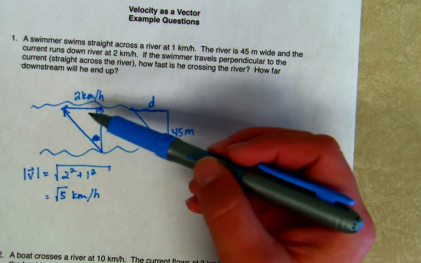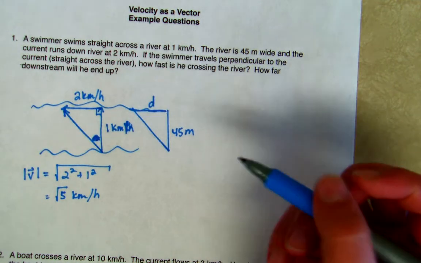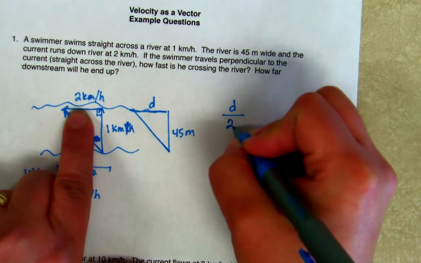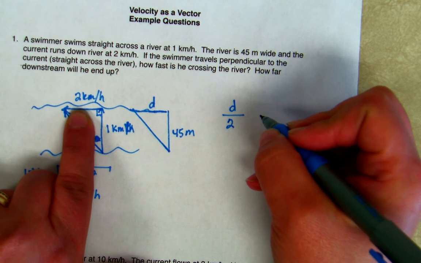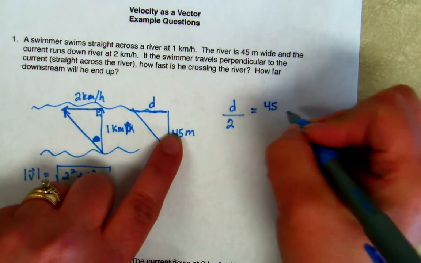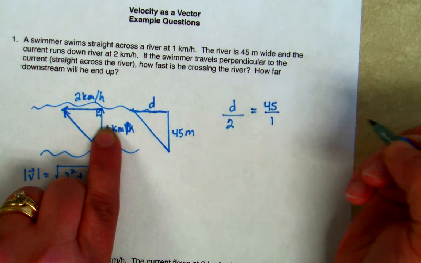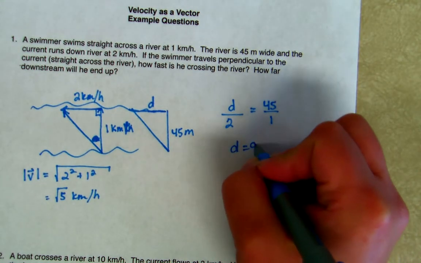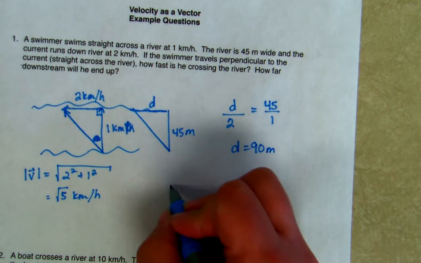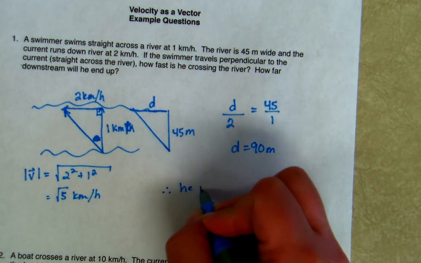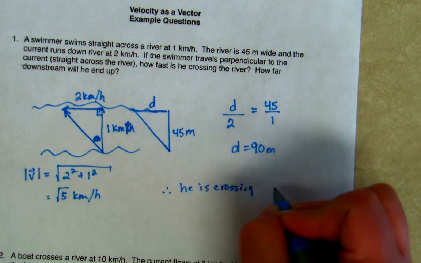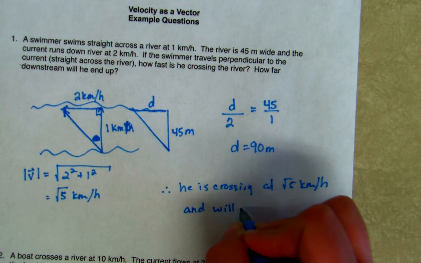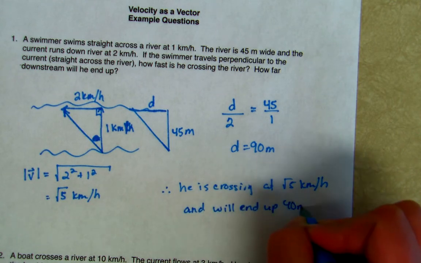However, these triangles represent the same situation, so they are similar triangles. So I can set up a ratio. D from the distance triangle matches up with 2 from our velocity triangle. And that's the same as 45 meters matched up with 1 on our velocity triangle. So by cross multiplying, I get 90 meters. So he is crossing at root 5 kilometers per hour and will end up 90 meters downstream.